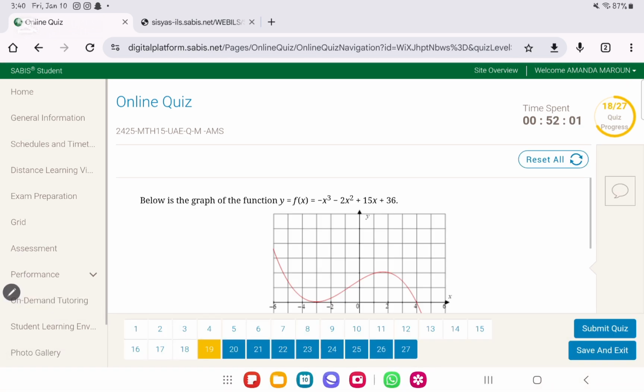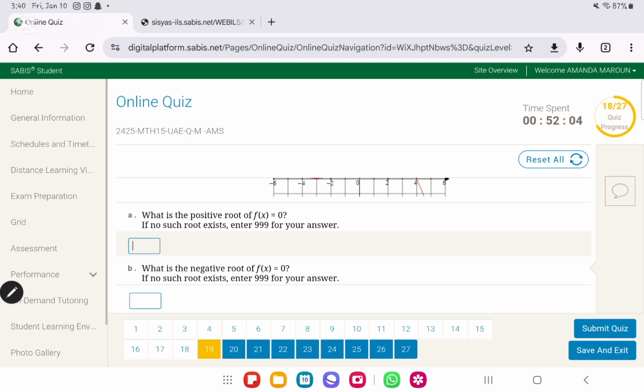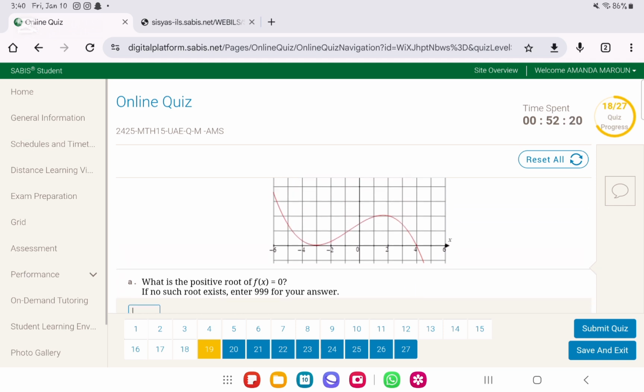Moving on to question number 19. This is also a nice question. They asked us, what is the positive root of f(x) equal to 0 and the negative root of this? At first, you will look at this, you're going to be like, oh my goodness, this is so hard. How do I solve this? Very simply, look. They're asking us if f(x) is equal to 0, so that means y is equal to 0. So they are asking for the x-intercept, or when y is 0, which is this point over here.